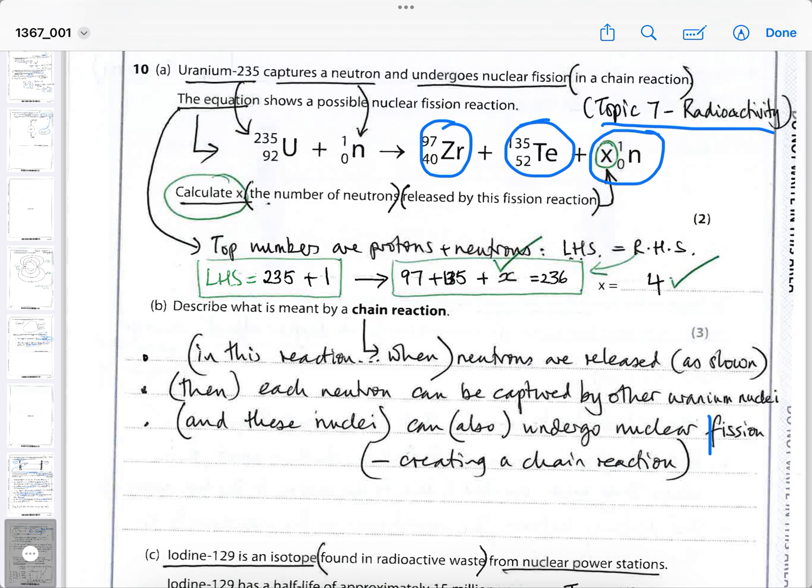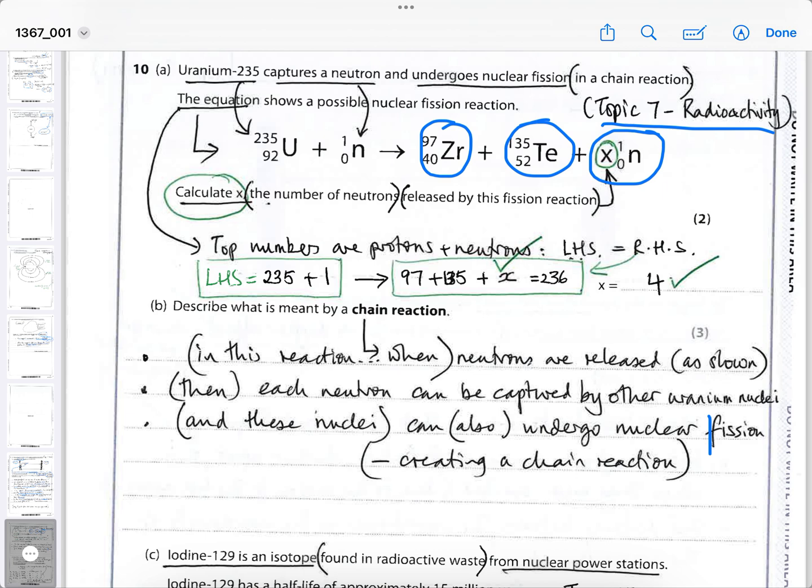A chain reaction is when neutrons are released. So in this case, 4 neutrons released. Then each of the released neutrons can then be captured by another uranium nucleus, or by other uranium nuclei. Nuclei is the plural of nucleus. So you can have 4 more uranium atoms undergoing fission, and then these nuclei can also then create a chain reaction by the next layer happening.